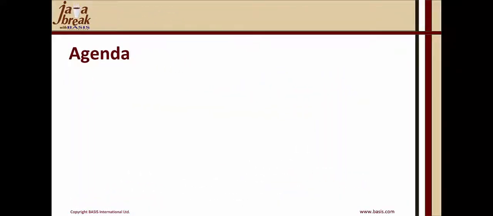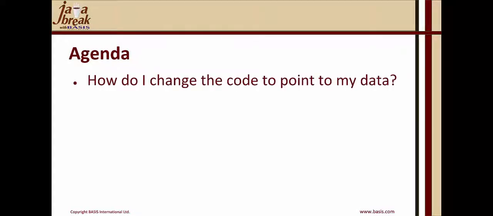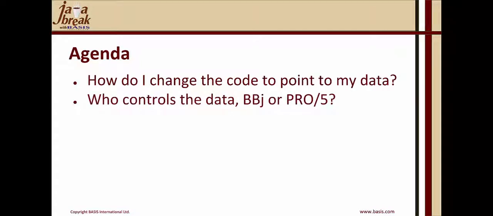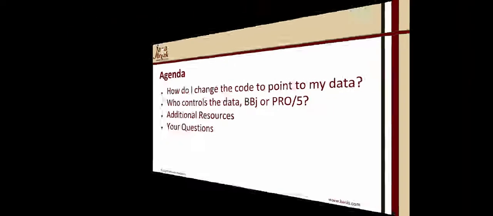Let's look at our agenda. It's a very short agenda. We'll look at the code that we change so that we can point to our own production data. Then we'll discuss your choices of who controls access to the data. Is it BBJ or Pro5? And the good news is you have several choices. We'll look at additional resources that you can use to both implement this business intelligence digital dashboard, as well as leverage the power and feature and function of the extended edition of BBJ to really maximize the value of your investment in Basis technology. Then we'll take your questions.